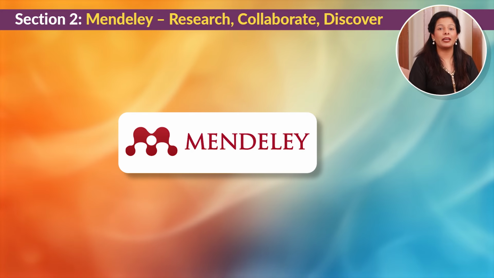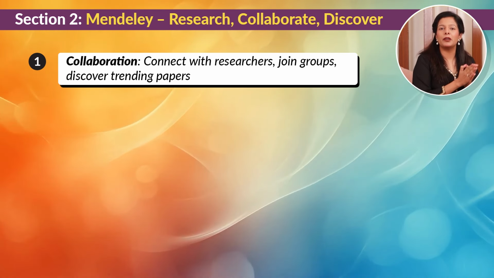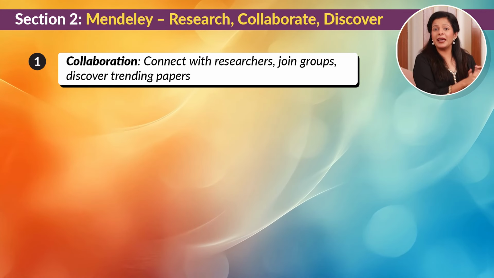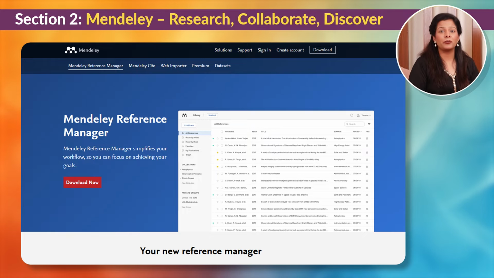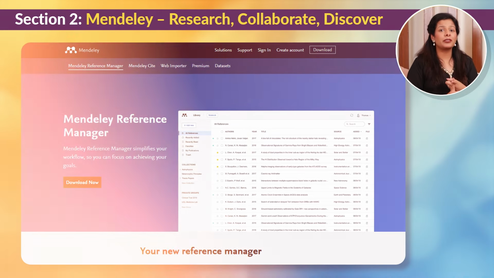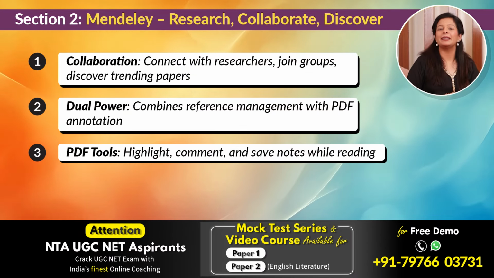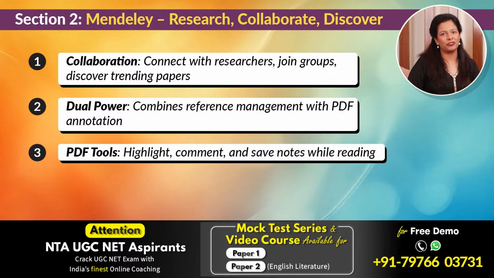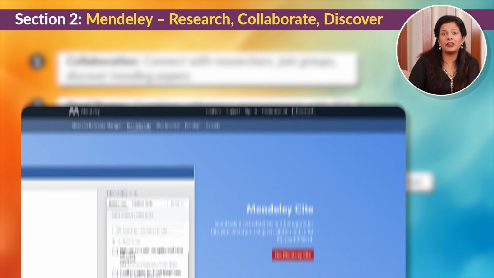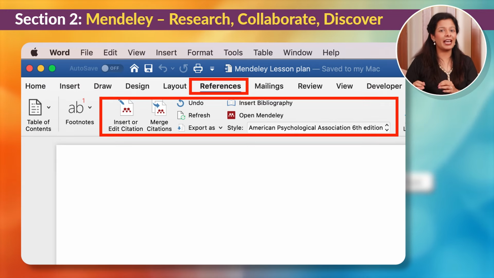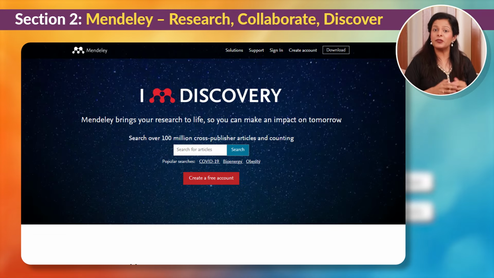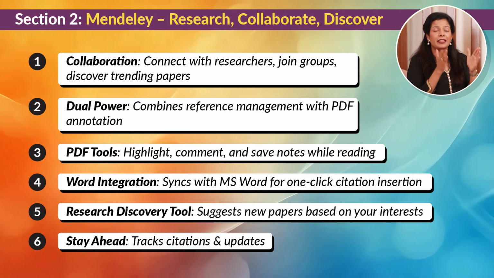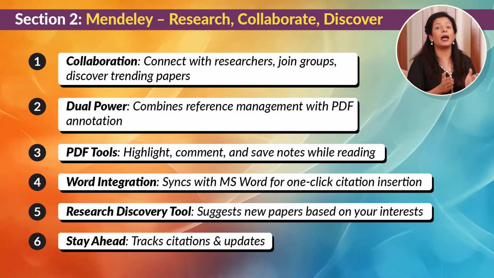Secondly, we come to Mendeley. Mendeley lets you collaborate with other researchers, join groups, and discover trending papers in your field. It combines reference management with powerful PDF annotation features. You can highlight, comment, and save notes on your research papers as you read them. It also syncs with MS Word, making citation insertion as simple as clicking a button. Another great feature is its research discovery tool, which suggests new papers based on your interests. Mendeley can even track citations and updates from your field, keeping you ahead of the curve.